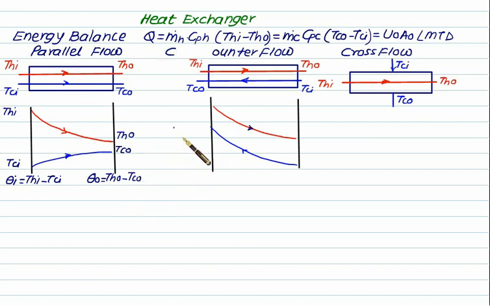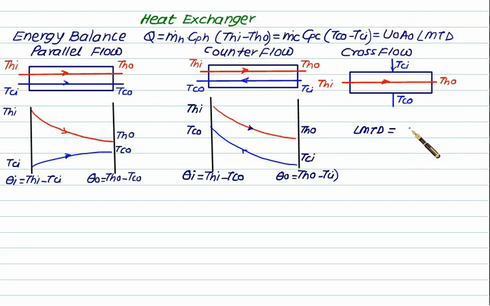In the case of the counter flow, the hot fluid enters at temperature equal to Thi and leaves at temperature equal to Tho. Cold fluid travels in the opposite direction, enters at temperature Tci, and leaves at temperature equal to Tco. So there is a change in the definition of theta I this time. We have theta I equal to Thi minus Tco, and theta O is given by Tho minus Tci. For all these cases, LMTD is given by the difference of temperature, that is theta I minus theta O, divided by natural log of theta I by theta O.